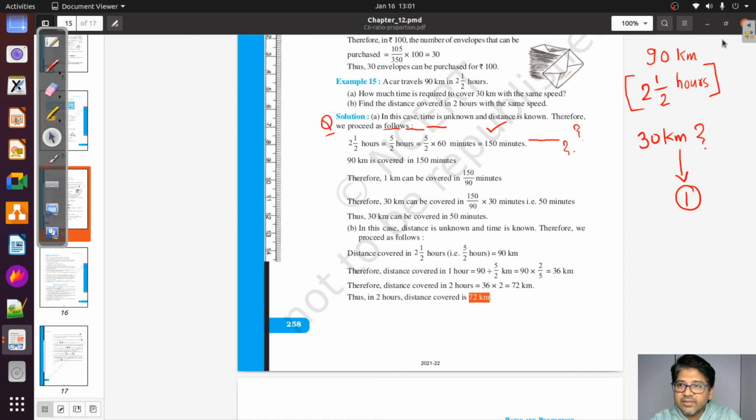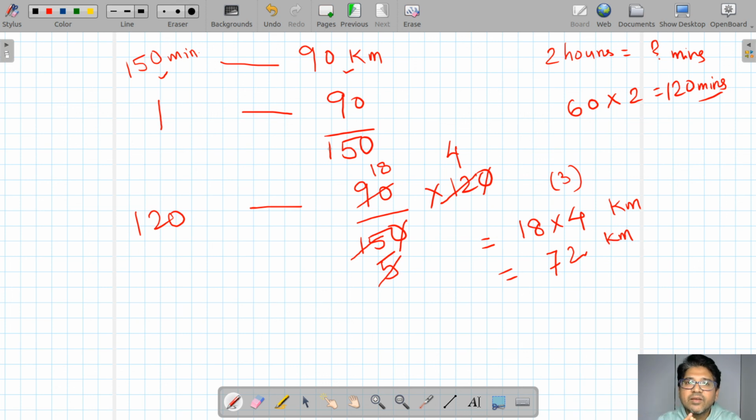So this completes your unitary method, ratio and proportion. Clear, guys? Understand? So this one, where I bring everything into one form, is called the unitary method. Okay?